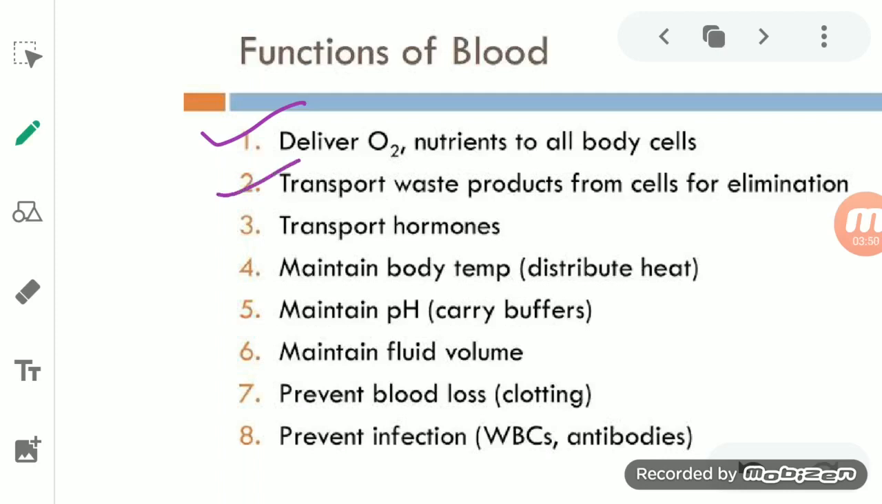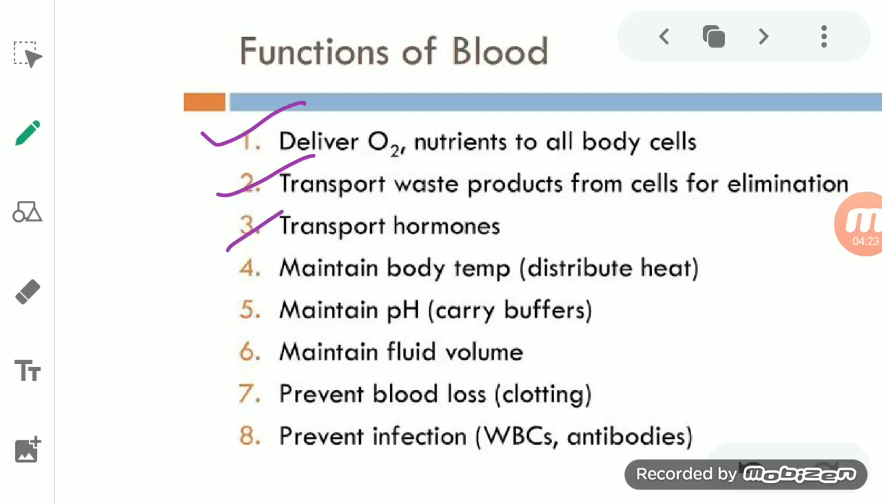Second, not only oxygen, but it also helps in transporting the waste products from the cells for elimination. It transports the waste products to the kidney, and from there they get eliminated outside. It also helps in transporting the hormones. You know students, we have different glands, and these glands secrete different hormones which help in regulating the body.